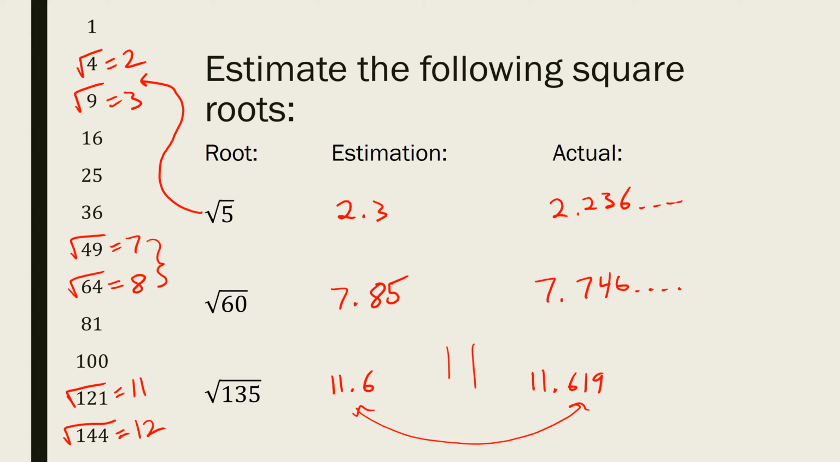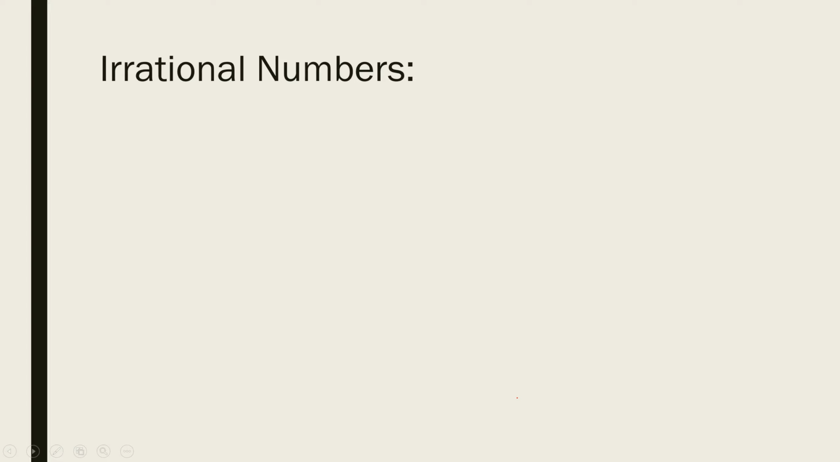Okay, so just a quick reminder of what we did. I figured out an estimation for the square root by finding out what two it was between. Over here in the actual, this is what it would actually be if you put it into your calculator. These are all never-ending decimals. They're never-ending. So I need to teach you about a new category of numbers.